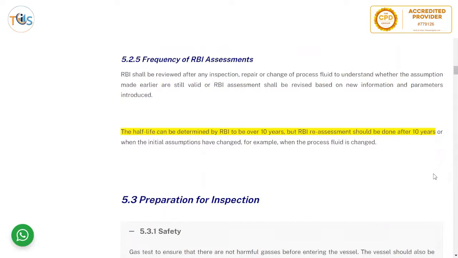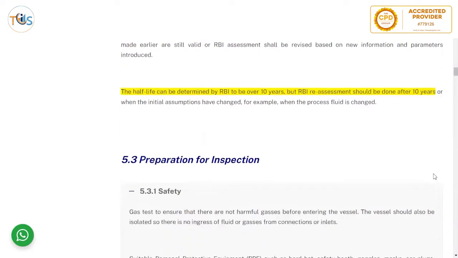For example, when the process fluid is changed, because API 510 says the maximum interval is half-life or 10 years, whichever is less. But with RBI, you can have a next inspection interval of more than 10 years, provided a reassessment is done after 10 years, each 10 years.